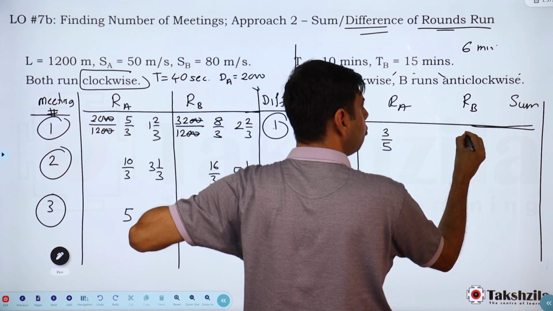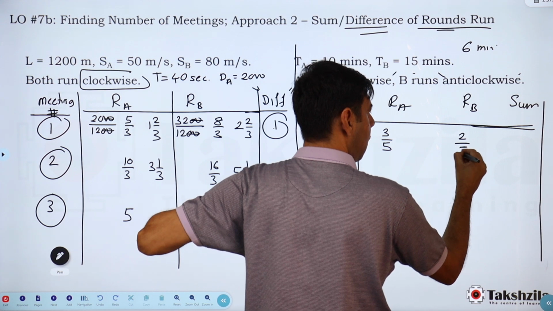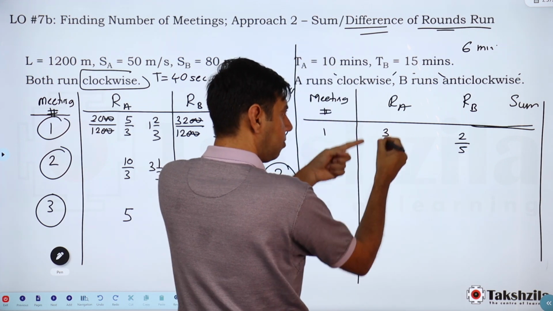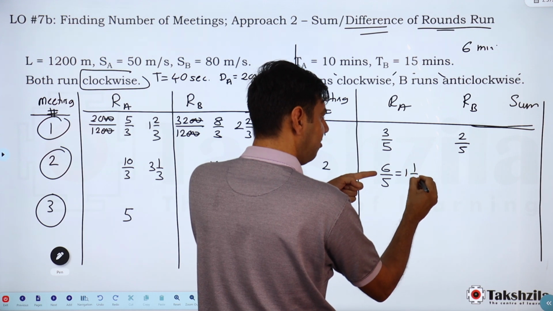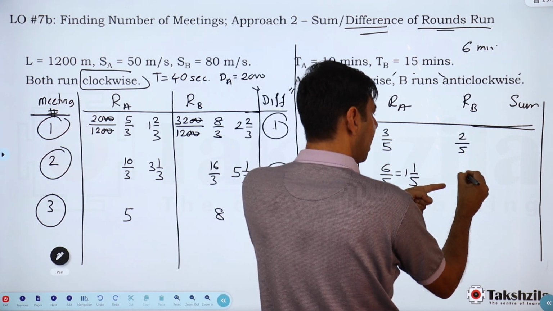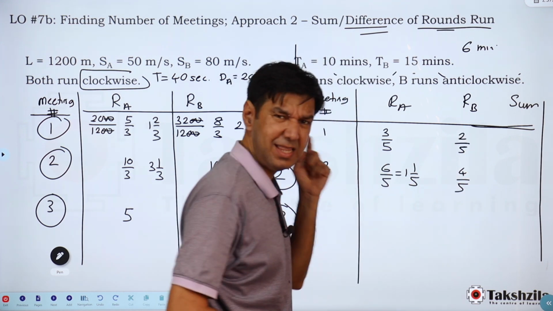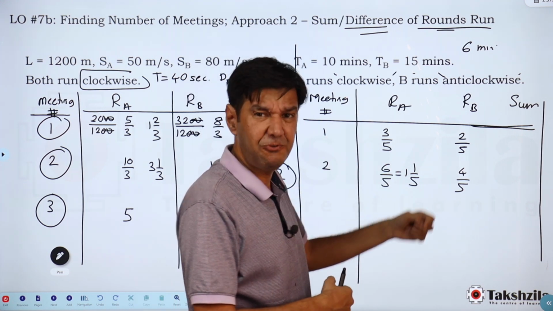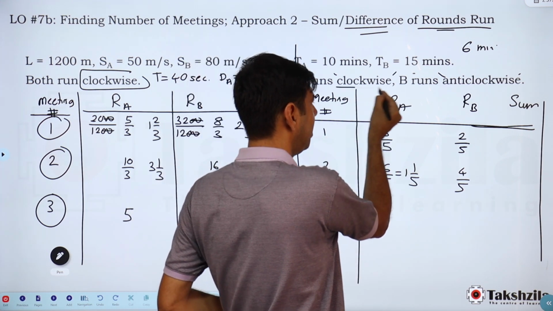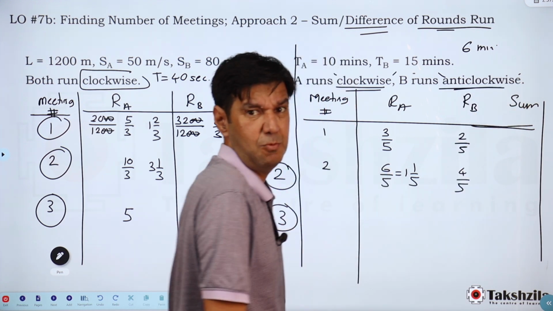Okay, B does 2/5 of a round. The second, 6 by 5, that is nothing but 1/5 of a round. 4 by 5 of a round. Now are they at the same point? He is 1 round 1/5. He is 4/5. They are not at the same point, but think ahead, think a little more deeper.